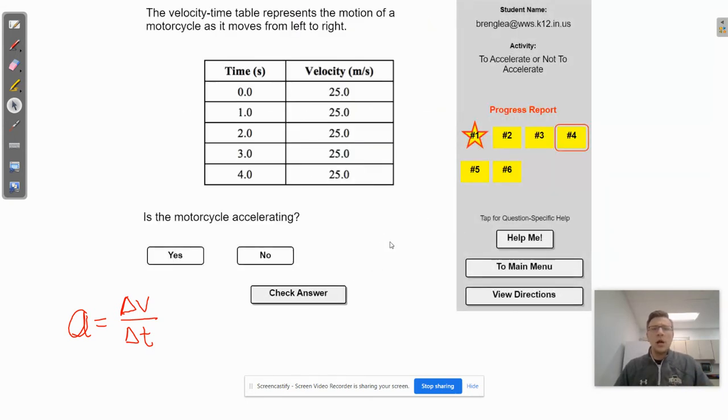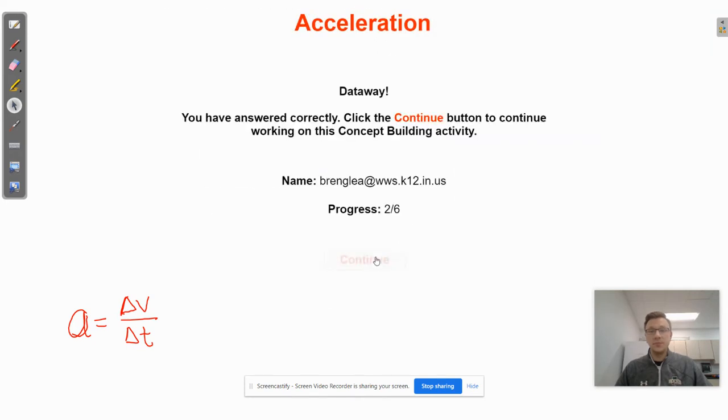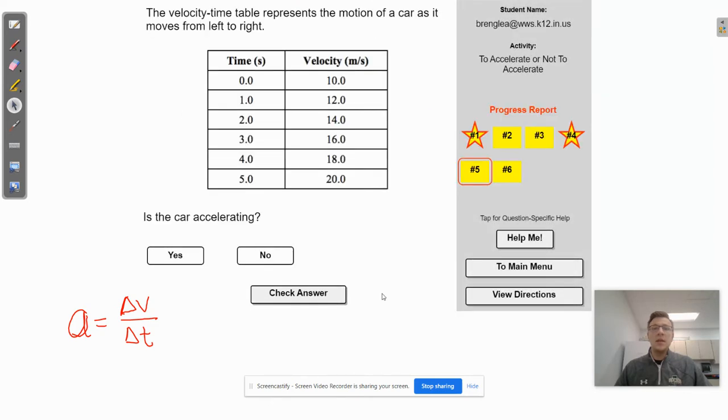Pretty straightforward. It's going to give you some different types of questions, like this one that's showing you a chart or a table of time and velocity. We can see here that as time progresses over the course of 4 seconds, there is no change in the velocity. The velocity stays at 25 meters per second the whole time. Therefore, this object is not accelerating. Now this one has a 5-second time interval, and we see that the velocity is increasing by 2 meters per second each second. So this object's actually accelerating at 2 meters per second squared. So yes, it is accelerating.